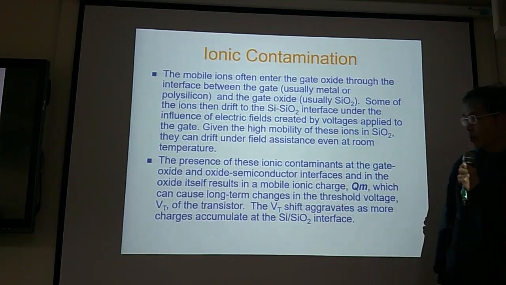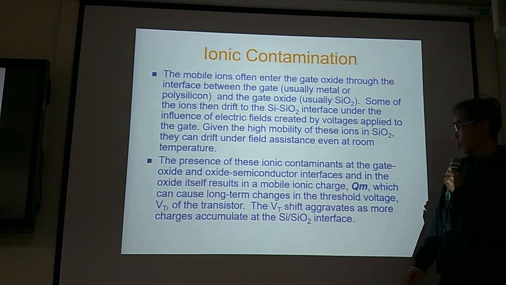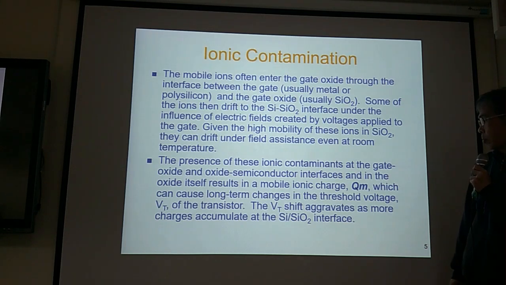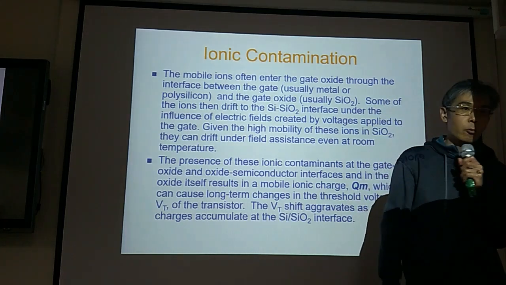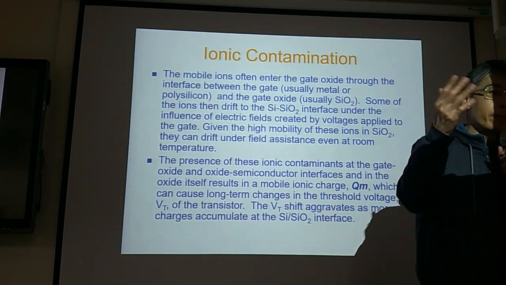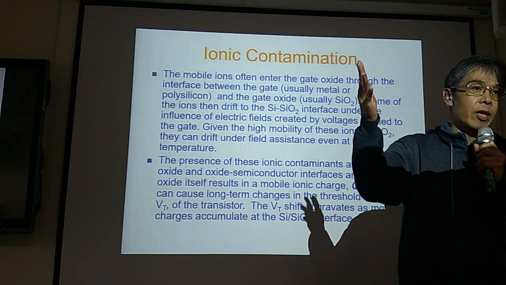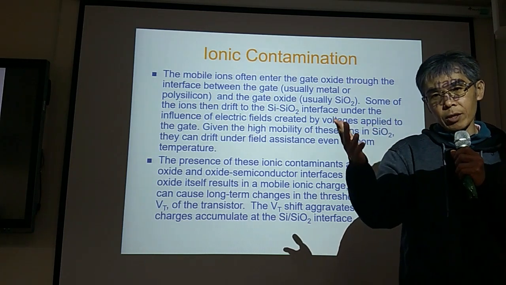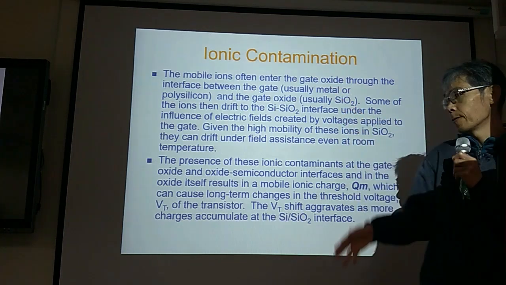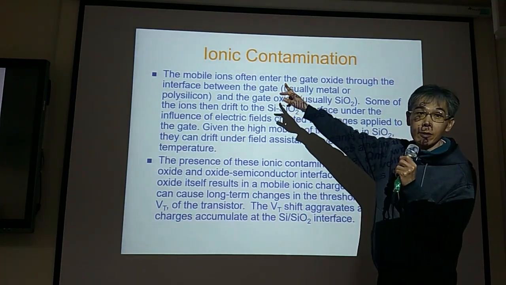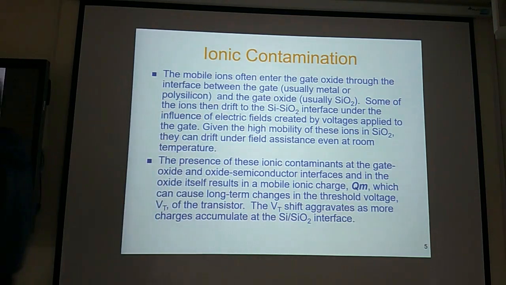Kaiser, could you read the second? The presence of these ionic contaminants at the gate oxide and oxide semiconductor interfaces and in the oxide itself results in a mobile ionic charge which can cause long-term changes in the threshold voltage of the transistor. The threshold voltage shift aggravates as more charges accumulate at the silicon dioxide interface. So VT, because transistors rely on this VT to operate, is a very important parameter. If this VT changes a lot, it's going to make your transistor fail. So this is the problem with the ions. We don't want those ions. We want to prevent them.